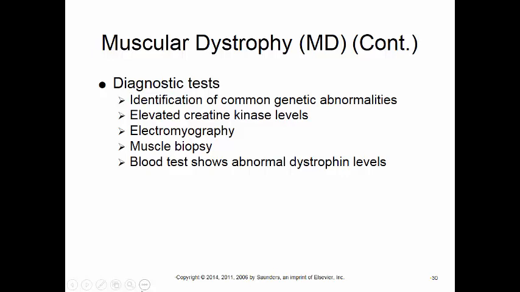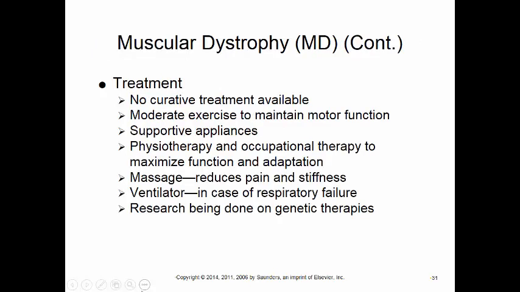Diagnostic tests mean identifying the genetic abnormalities and looking at the creatine kinase levels, because we know creatine kinase is what helps make creatine, giving us extra energy in our cells. Creatine phosphate can be used to make ATP. So if we're having muscular degeneration, as those cells are getting damaged and dying, they're going to release that creatine kinase, so it's going to indicate damage. Electromyography is going to shock the cells and look at them. Biopsy, and then also abnormal dystrophin levels.